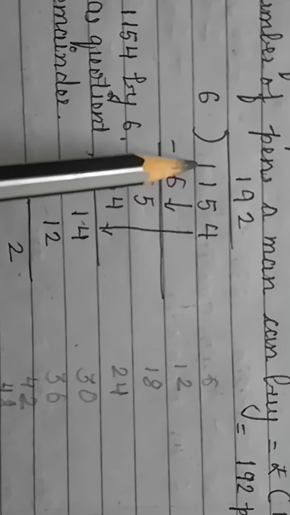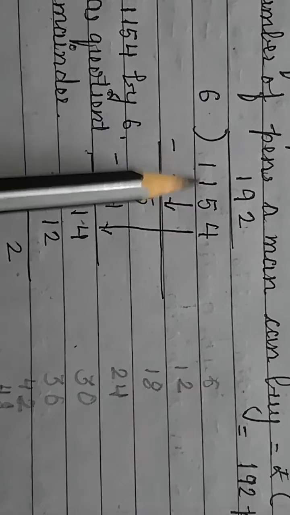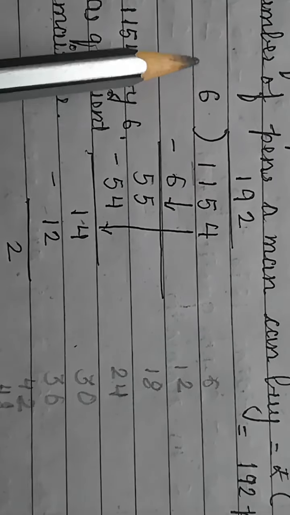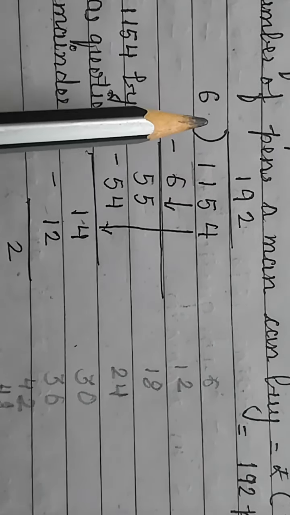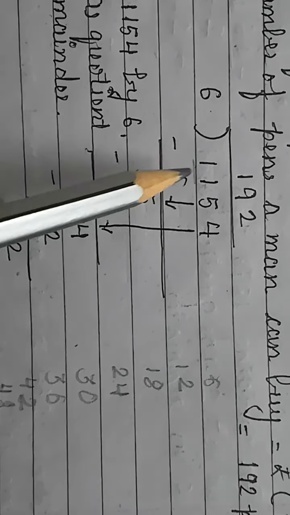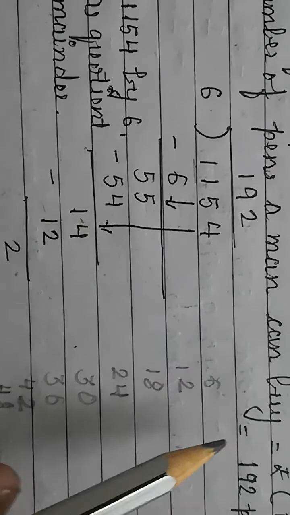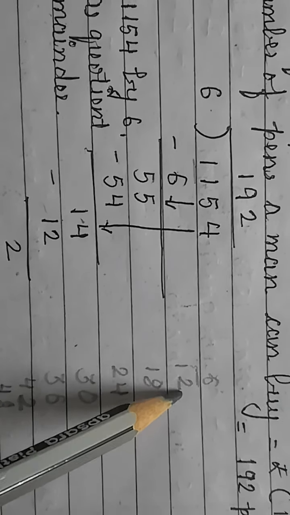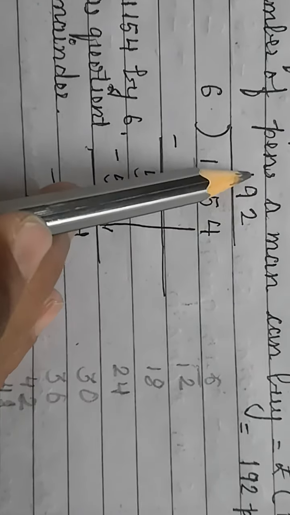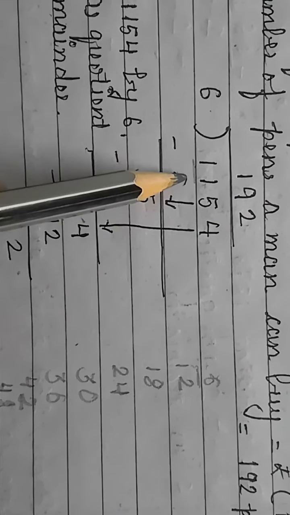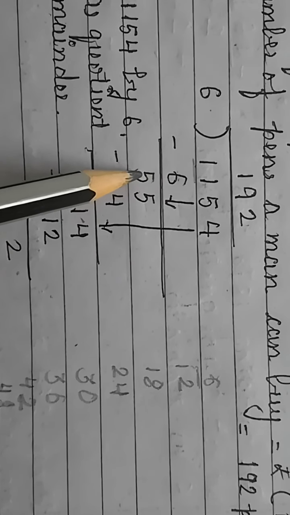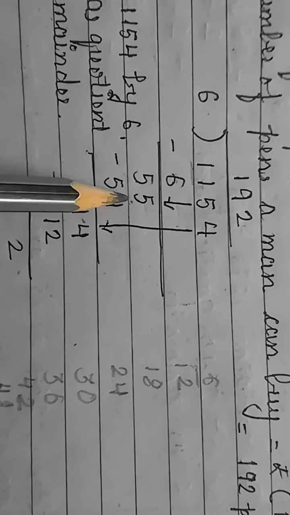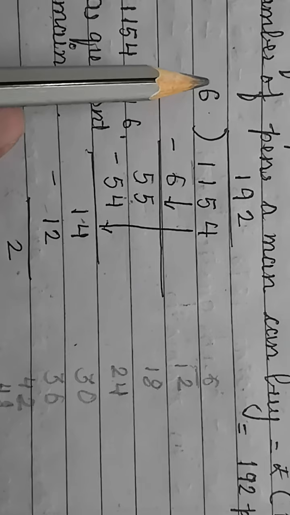First, look at the first digit. Can we divide this 1 by 6? No. So we will take up the next digit. Now this number is 11. We can divide this 11 by 6. So let's check in the table of 6. Which number less than 11 comes at what place? So here it is at the first place because we cannot subtract 12 from 11. So we will write 6 ones are 6 and we'll subtract 6 from 11. So 11 minus 6, 5. We'll bring the next digit down. Now this number is 55, means 55 ones. Let's check in the table of 6.